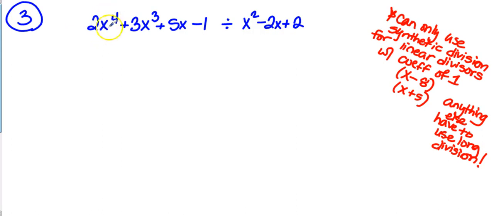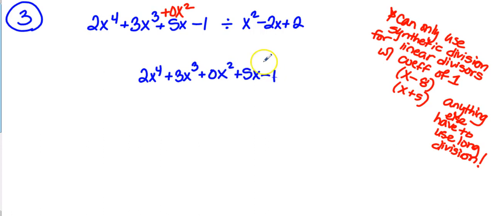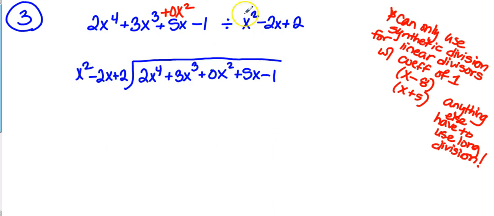Let's check for placeholders. 4, 3, missing a quadratic term, so we'll put plus 0x squared, linear, and our constant, and we're good to go. So inside the box, 2x to the 4th plus 3x cubed plus 0x squared plus 5x minus 1 inside, and then on the outside, x squared minus 2x plus 2. I know this one looks a lot crazier, but it's going to be the same exact steps.